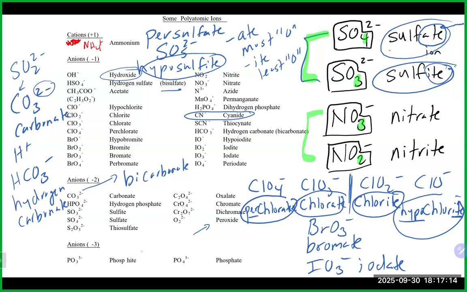And again, here's phosphite and phosphate. And obviously, if I want perphosphate, we would just add one more oxygen and so forth, and hypo if we go down that way. Any questions on that there?